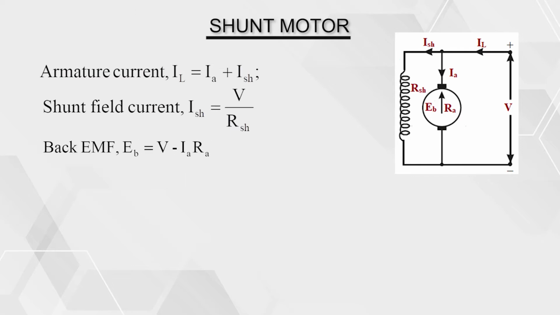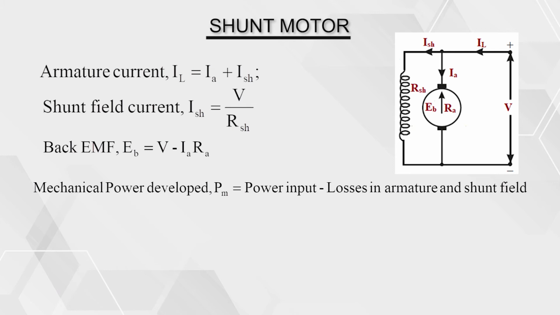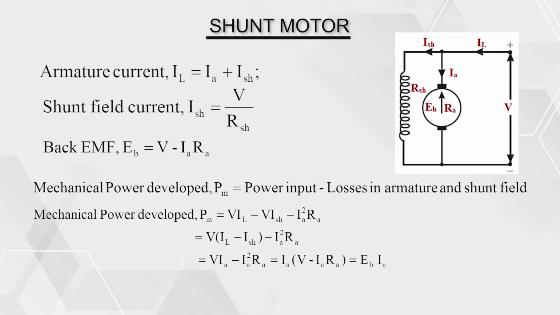Now if you want to calculate the value of the back EMF, the expression for the back EMF EB can be written as V minus IA RA, where IA is the armature current and RA is the armature resistance. Again, if you are interested in calculating the mechanical power developed, PM can be written as power input minus losses in armature and shunt field. So the mechanical power developed PM can be written as V IL minus V ISH minus IA squared RA.